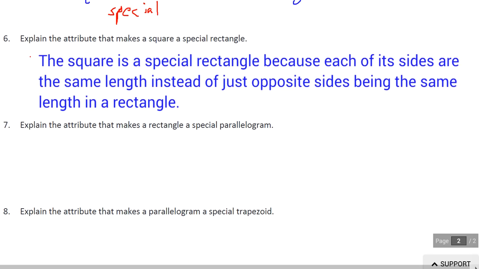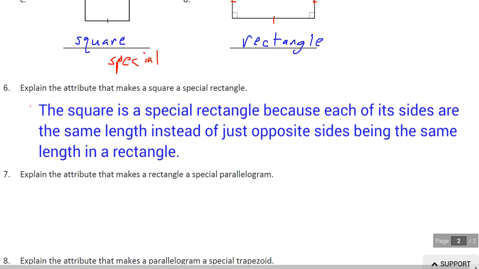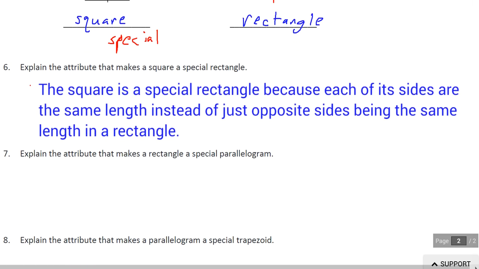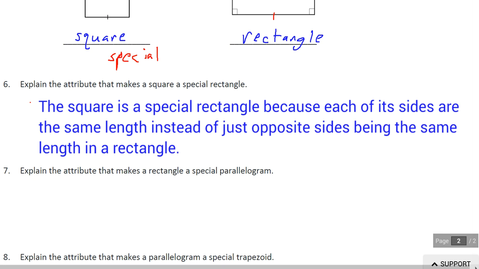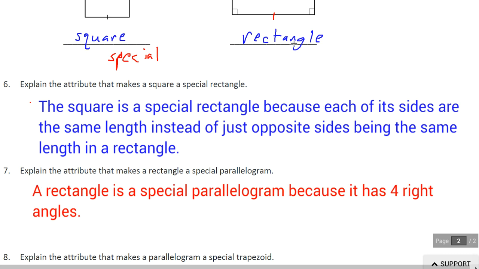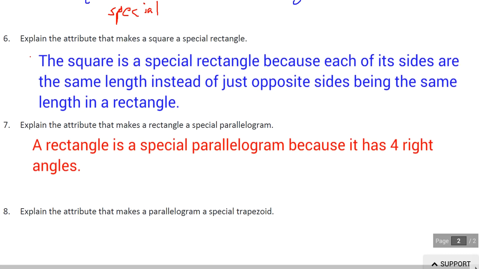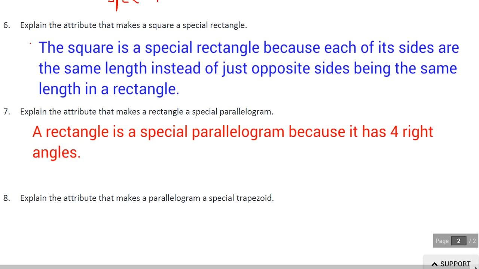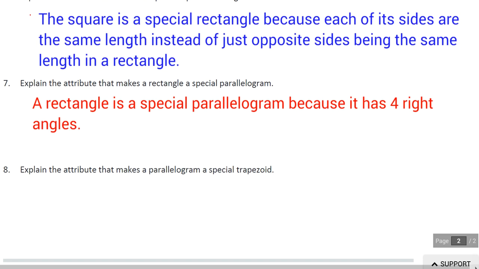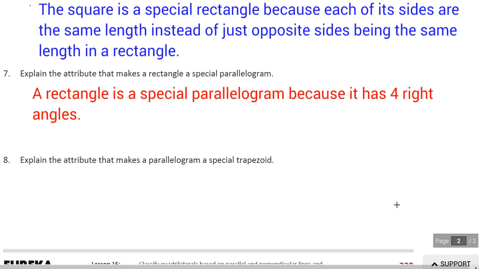Explain what makes a rectangle a special parallelogram. I bet you can get that one. Hit pause, hit play when you're ready. Alrighty, how'd you do? If you said a rectangle is a special parallelogram because it has 4 right angles, you got it. And the last one, what makes a parallelogram a special trapezoid?